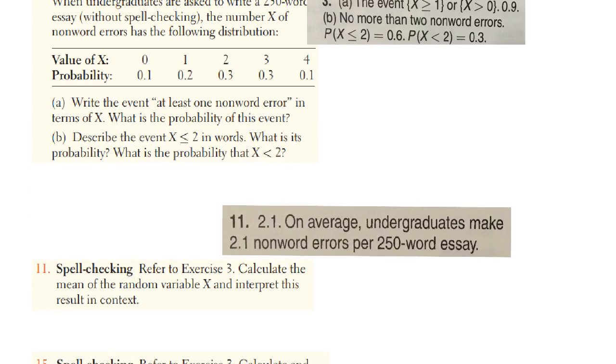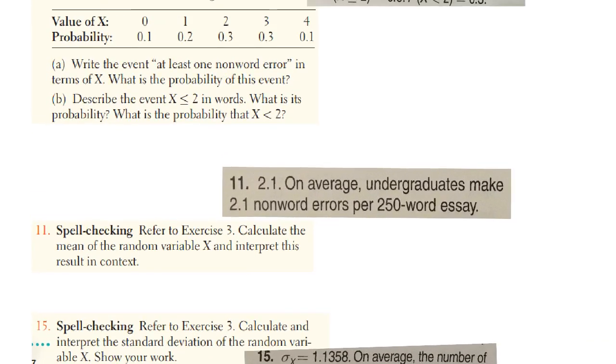Number 11 was the same thing, but I'm finding the mean. So finding the mean, you just multiply down 0 times that, 1, 2, 3 times that, times that, times that, and you add across all those, and that was 2.1. And then interpret it. You could just say, on average, these make this much. So on average, undergraduates make this many errors in an essay.